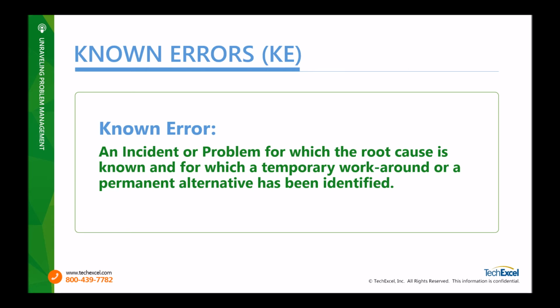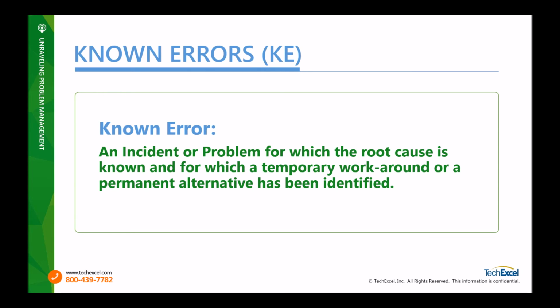So a little bit more on known errors. Known errors are created from an incident or problem for which the root cause is known and for which a temporary workaround or permanent alternative has been identified. A known error is in place until it's permanently fixed by a change. An appropriate request for change is raised in order to fix a known error. So the details of each known error are stored in the known error database, or KEDB.